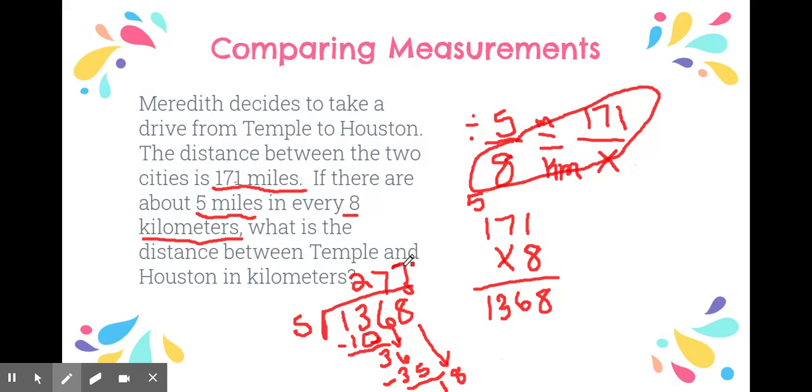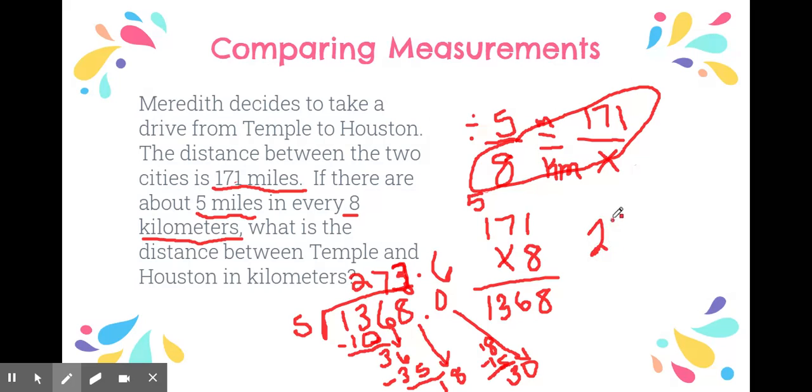3 times 5 is 15. So I'm going to do it over here. 18 minus 15 is 3. And then I need to put a decimal point and a 0 and bring that 0 down over here. And 5 goes into 30 6 times. So my answer is 273.6 kilometers. And that's the answer.